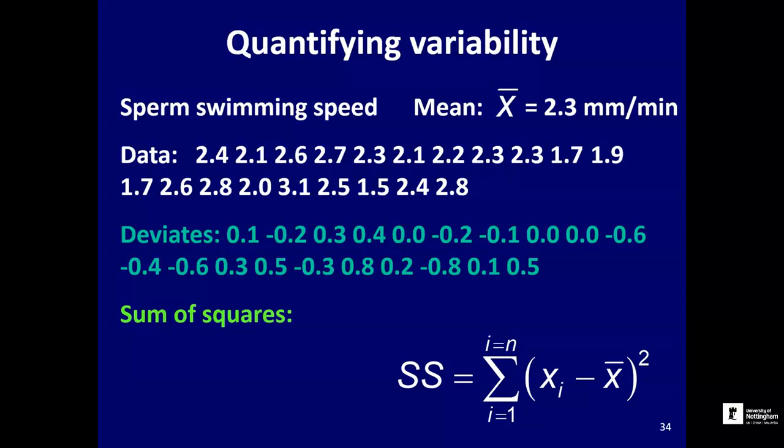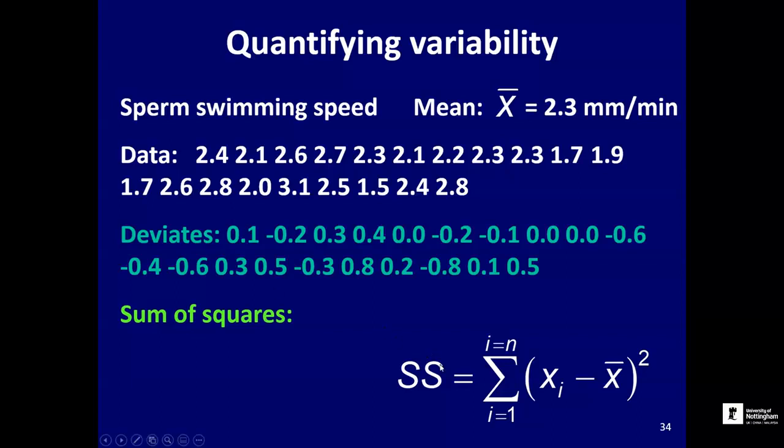But of course, all of those negative deviates are going to cancel out the positive ones, and we're going to end up with a sum of more or less zero, because about half of the data points are going to be above the mean and half below the mean, so they'll cancel each other out. So that's why we do a trick, which is to square the deviates before we add them up.